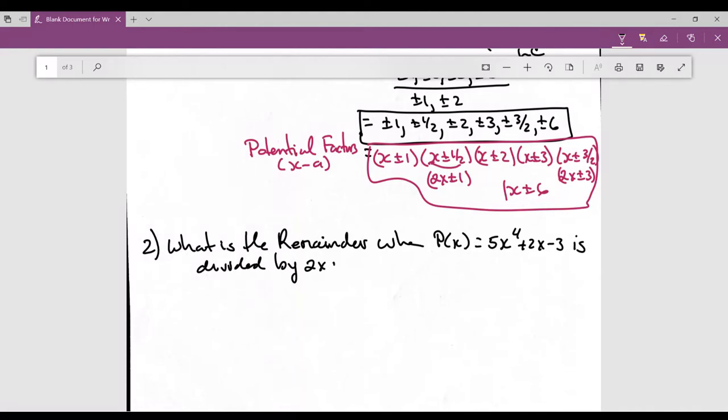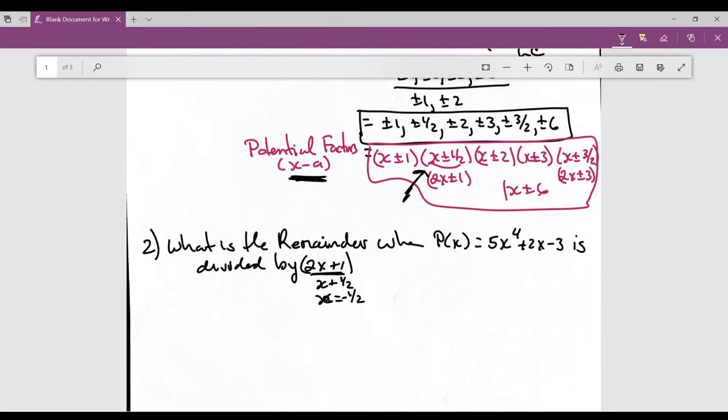Okay, so the first thing you have to do is figure out if you're going to do synthetic or not. There's two ways to do this, actually. Let's figure out our a value. So you see up here, it's x minus a integrals. So essentially, what makes this 0? Because this 2x plus 1 is the same as x plus a half. So what makes this 0 would be our a value, and we call it x, is equal to negative a half.